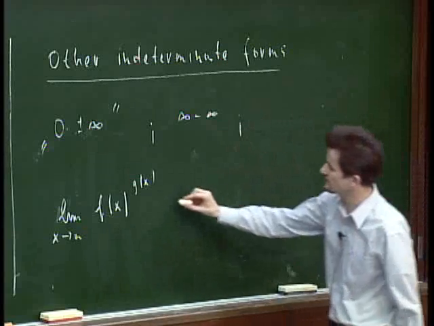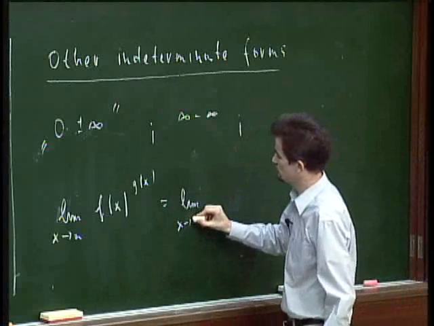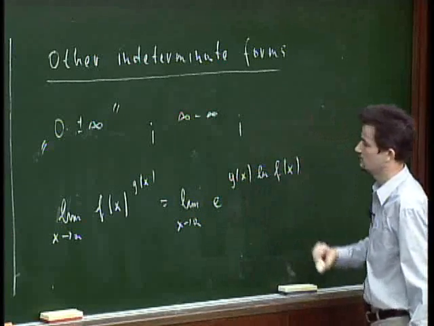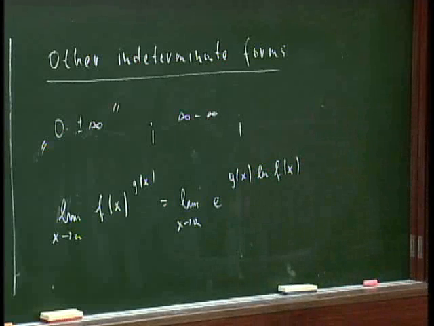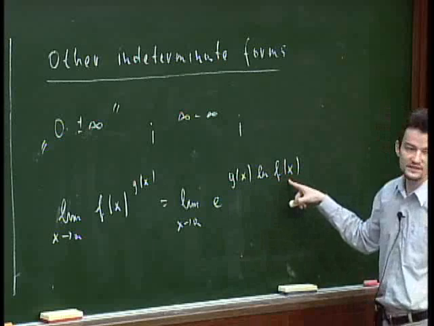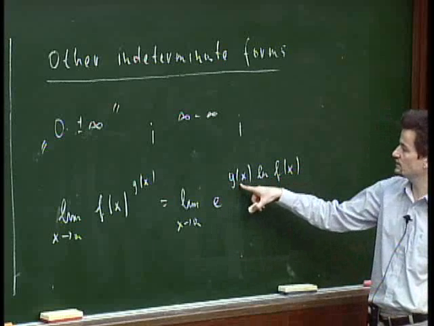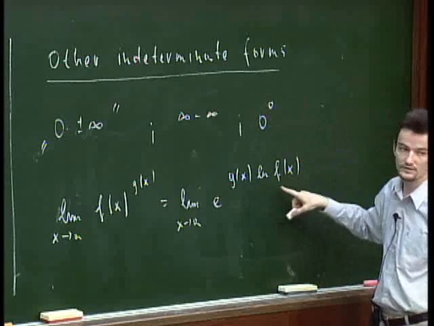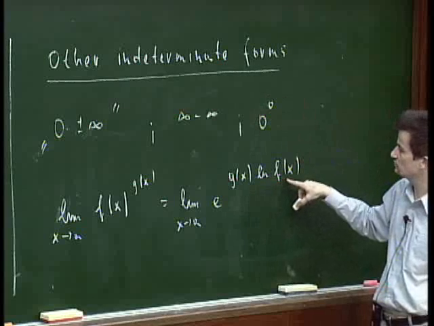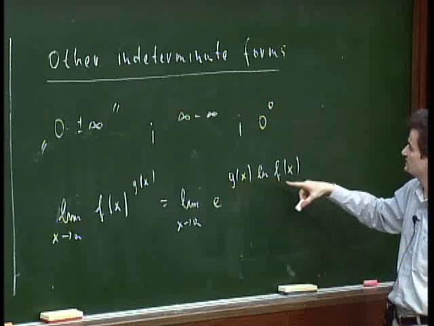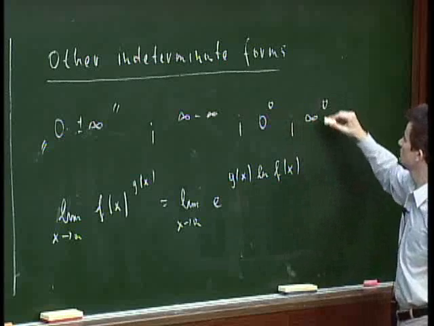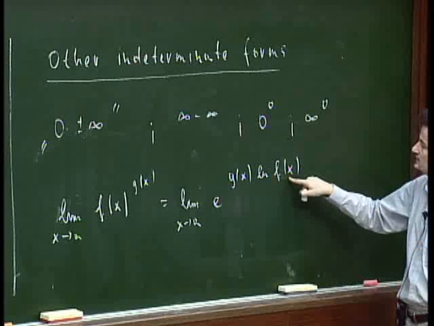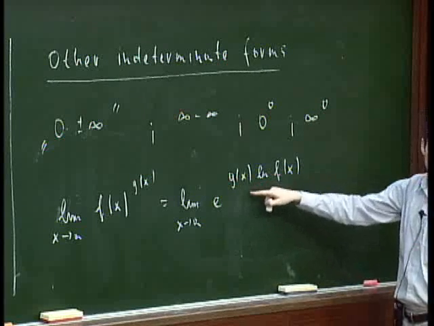Namely, because you can write this as the limit as x tends to a of e to the g of x times ln of f of x. Now you see you have the cases. One case is where g of x is 0 and f of x tends to 0, so the ln is minus infinity, and you have minus infinity times 0. The other case is where f of x tends to infinity, so the ln tends to infinity, and you again have 0 times infinity.